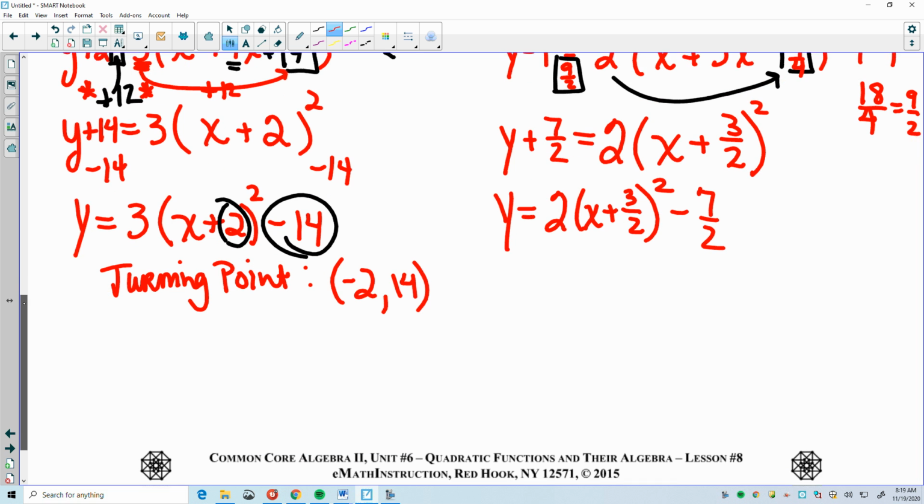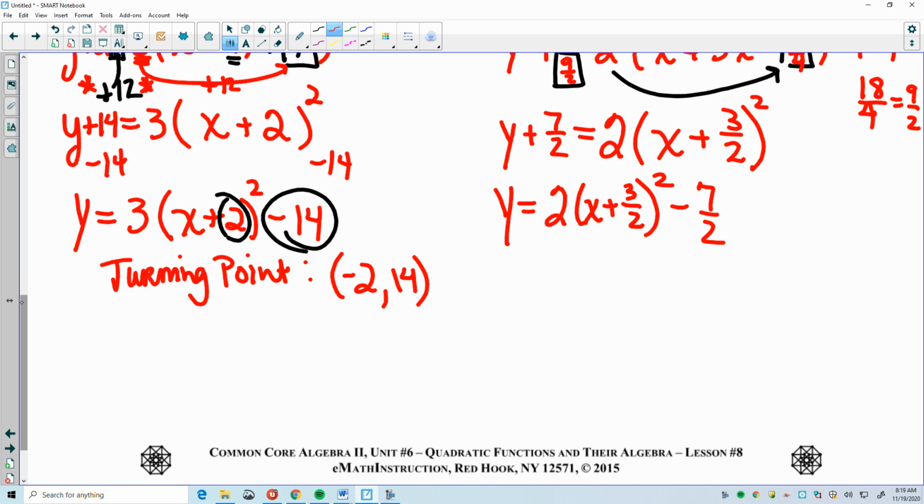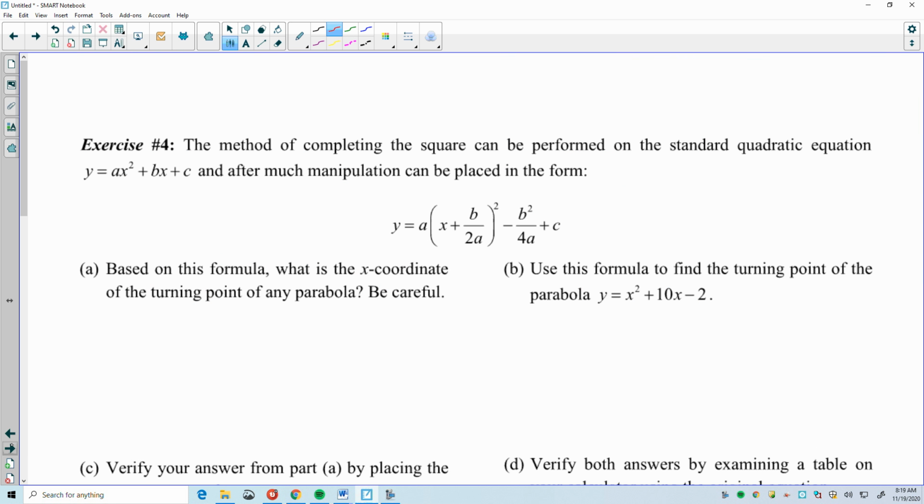So to get our turning point, we want to think to ourselves, we're going to take this one and change the sign. So now that's got to be negative. And over here, we have a negative 7/2 for our turning point. And again, if this is confusing stuff, don't worry. We're going to practice this in class.